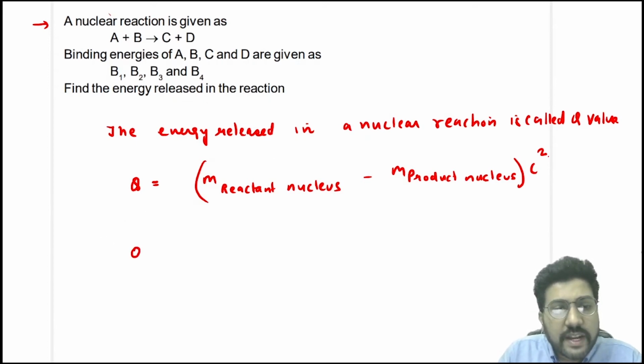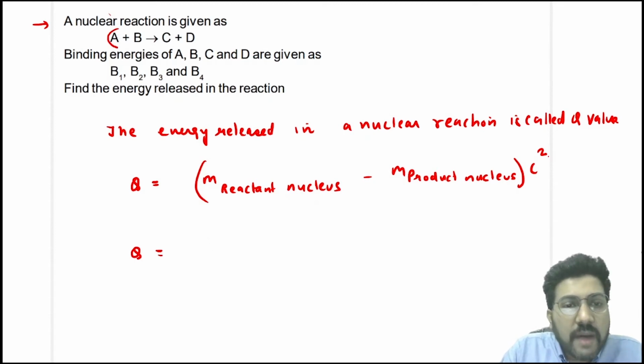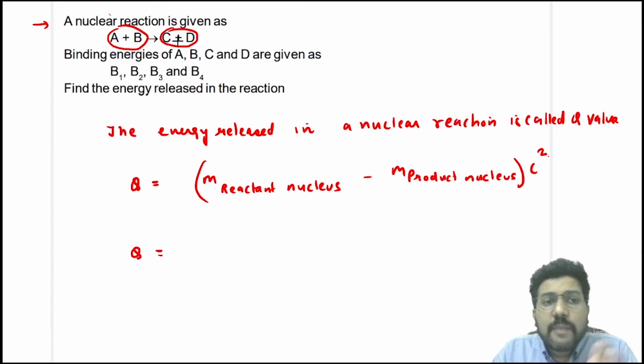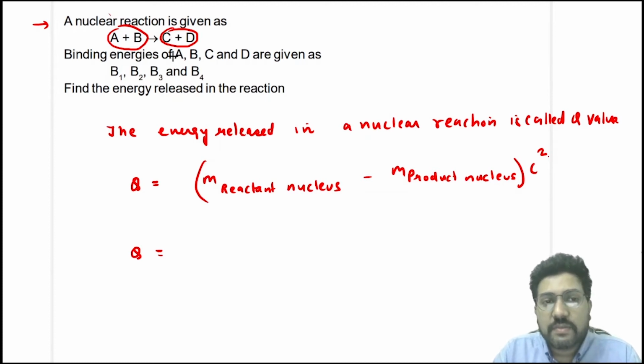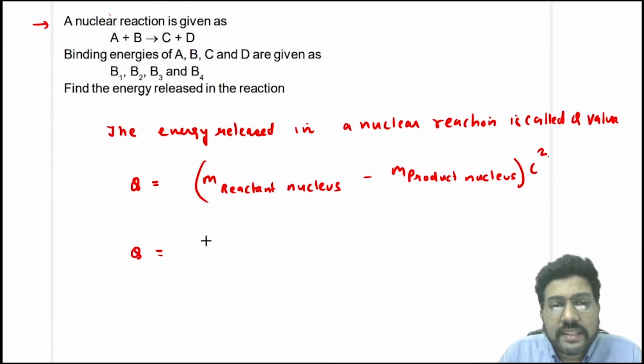The other way of writing is Q is equal to, now if this mass is more and this mass is less, that means in the product the mass defect is more, right? More stability means what? More the mass defect. So in C and D, or in the product, the mass defect is more. That is why they are more stable. So you will write it like this also.